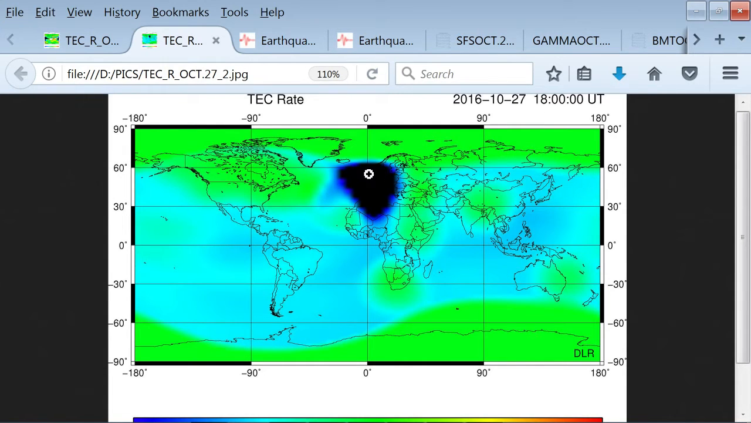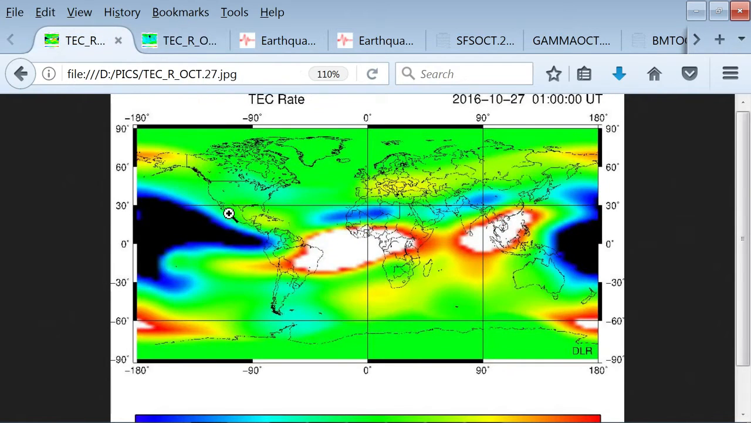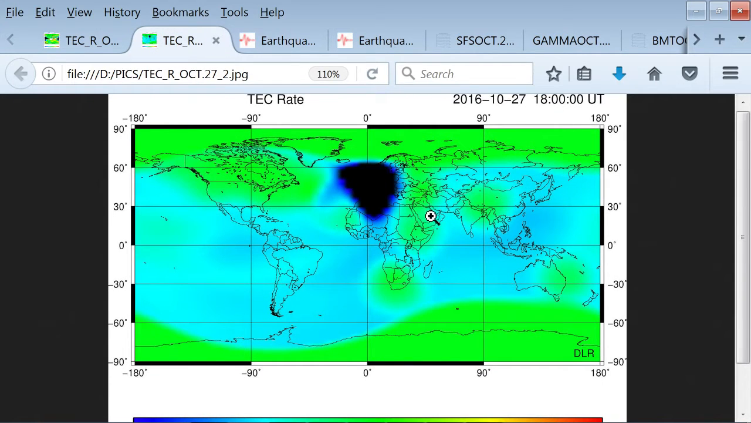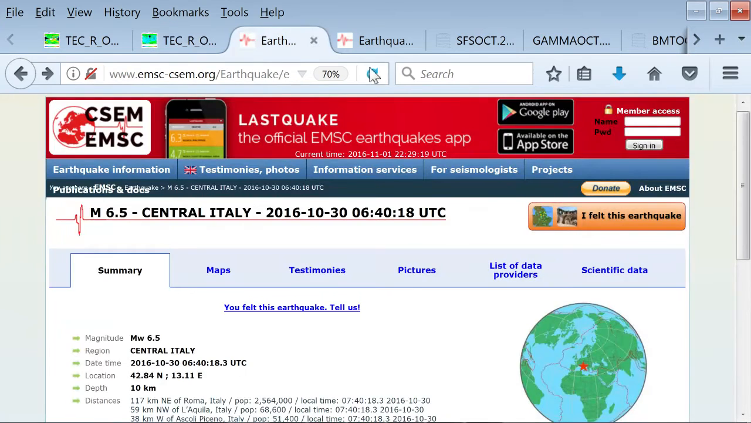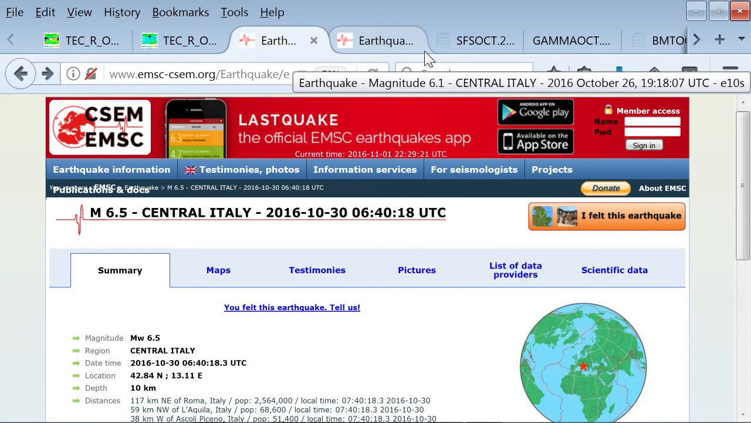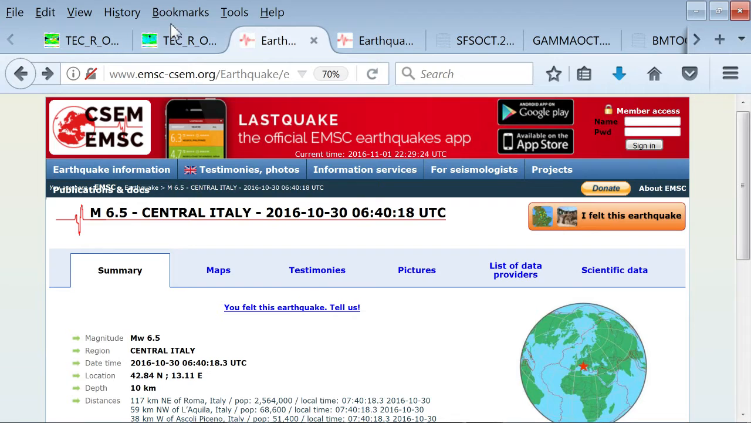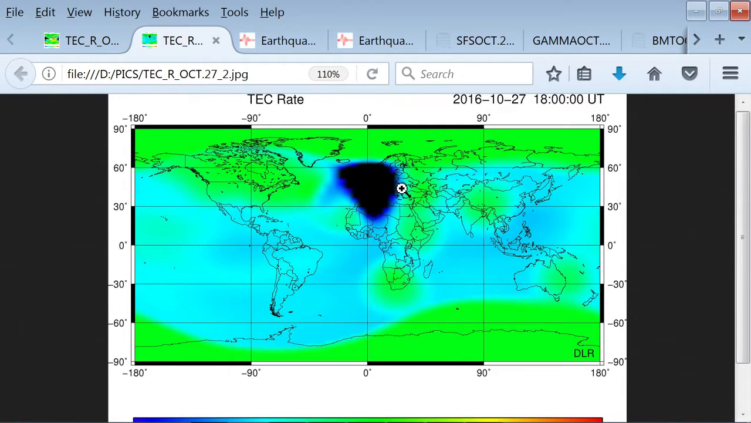a huge black blob of what? Charging and capacitance. Remember, red and white areas and black and blue areas are both extreme charging, right off the scale. So what area is this over? Just over Italy, right where we've been having a huge uptick in earthquakes. Magnitude 6.5 at 0640 universal time on the 30th, just 3 days after that.